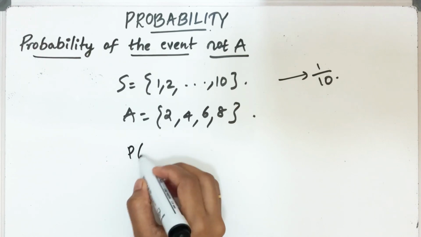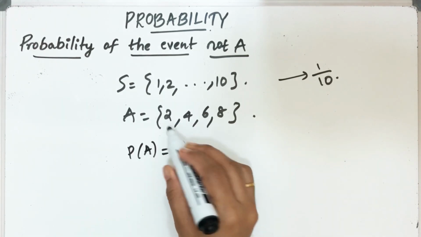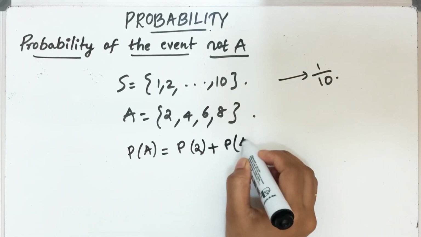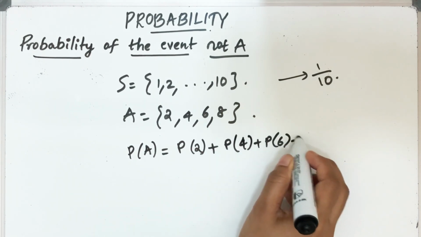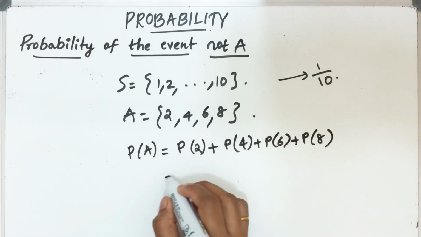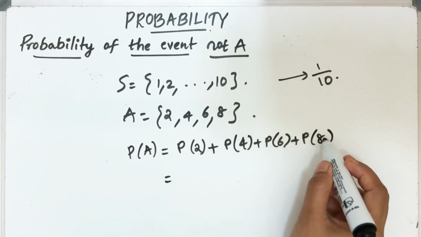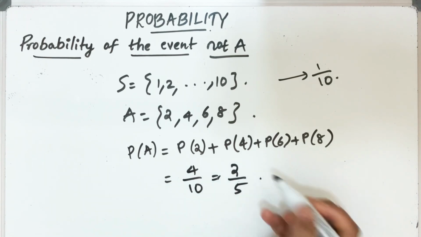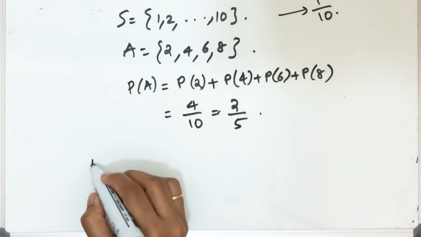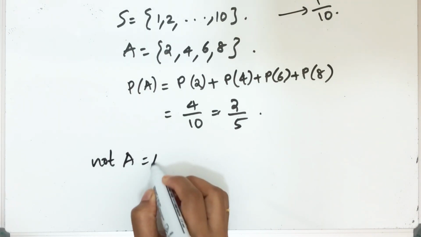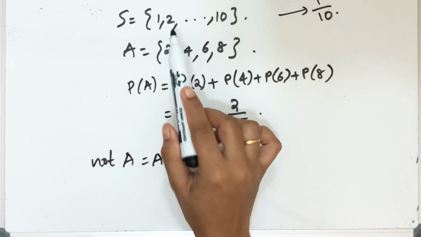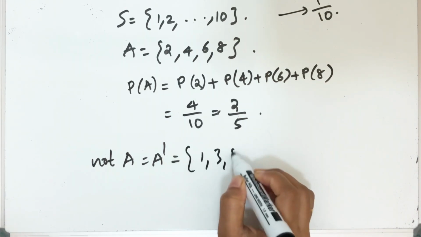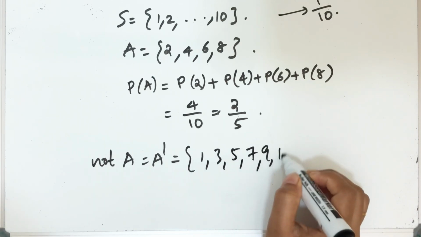Then what is P of A? P of A is equal to probability of the singleton set {2}. Instead we can write probability of 2 plus probability of 4 plus probability of 6 plus probability of 8. That is equal to 1 by 10 plus 1 by 10 plus 1 by 10 plus 1 by 10. That is 4 by 10, which is equal to 2 by 5. Then what is the event not A here? Not A or A dash is equal to the elements in S that are not in A. That is the set {1, 3, 5, 7, 9, 10}.